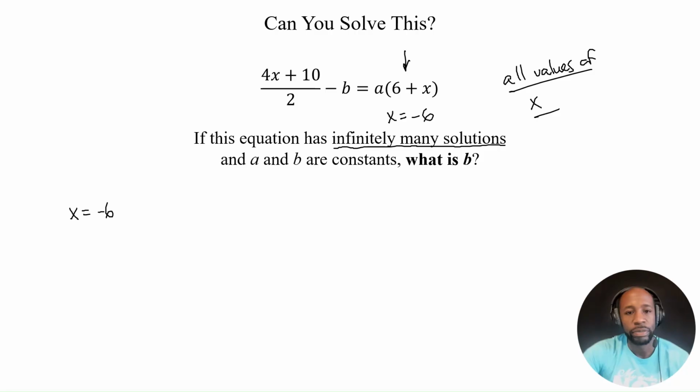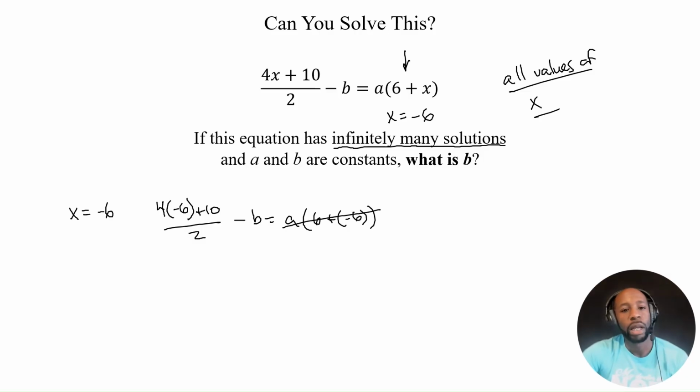So you have 4 times -6 plus 10, divided by 2, minus b equals a times (6 plus -6). Like I said, this is 0. All of this goes away. I'm also going to simultaneously divide both of these terms by 2. I don't have to, but I want to make the numbers simpler to deal with. So that's going to be 2 times -6 plus 5 minus b equals 0.